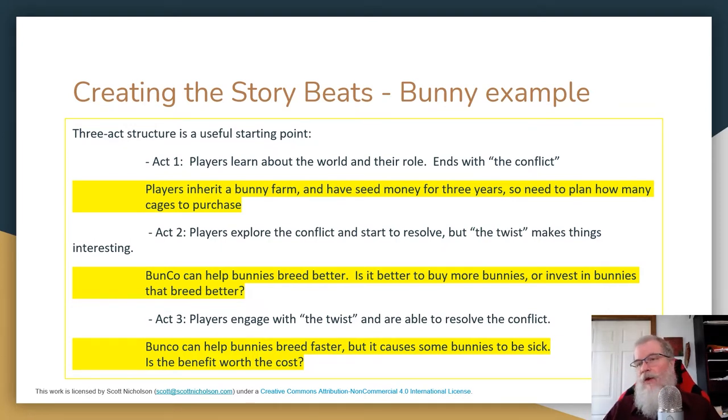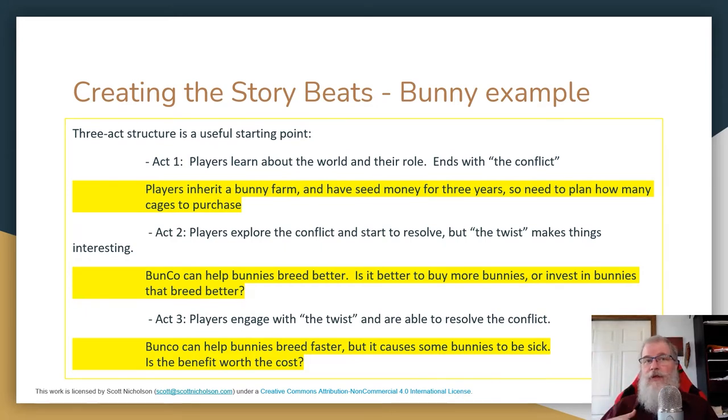So in the first act, the players will inherit the bunny farm. They'll learn that now they have a bunny farm, but because Grandpa died years ago, Grandma still was alive, but then Grandma left the bunny farm when she passed to the players. The players now have some seed money, but they don't have any bunnies at this point. So now they have to decide how many cages to purchase based upon how many bunnies they want to have, and they have so much money to lay everything out. So they have to think, if I have this many bunnies 3 years from now, how many bunnies will I have? And this is where we're going to think about compound interest.